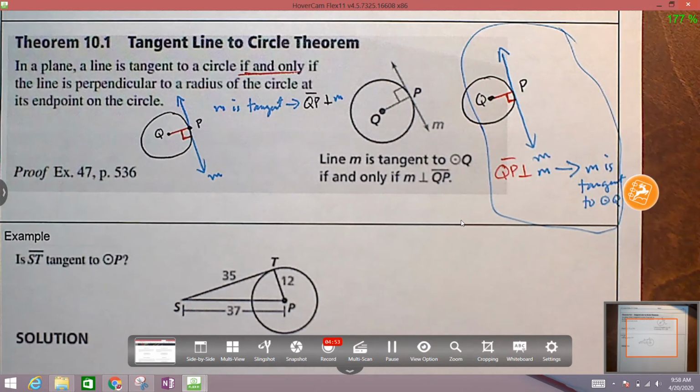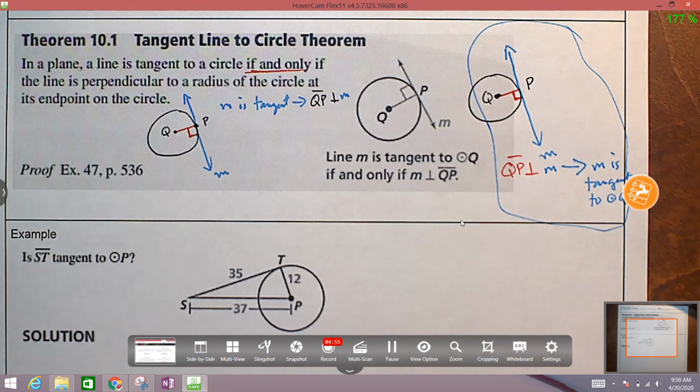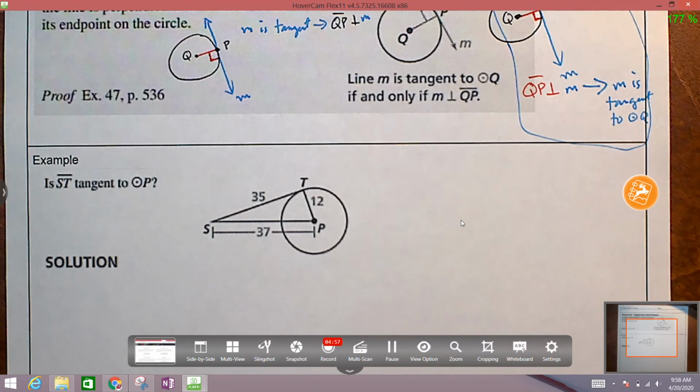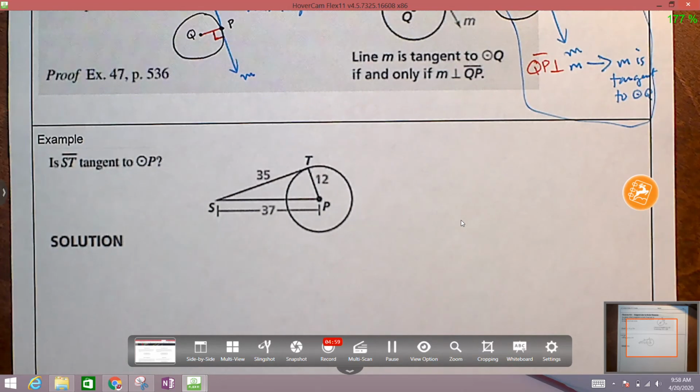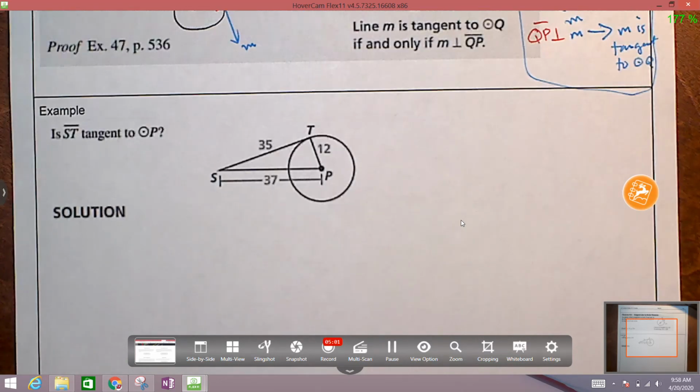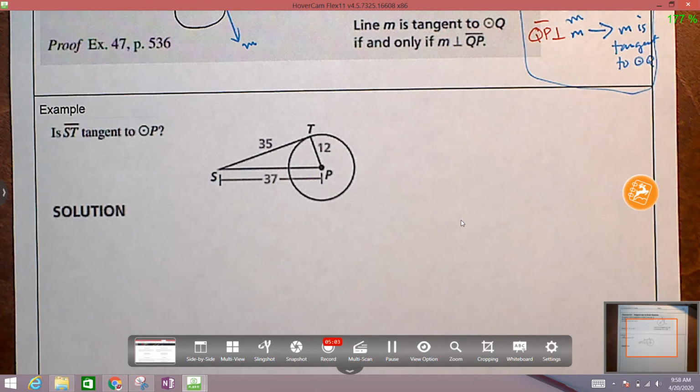And so here's our example. In our example, it asks us, is segment ST tangent to circle P? So I'm going to go ahead and redraw this and explain it before we just go ahead and solve it. So we have the circle.